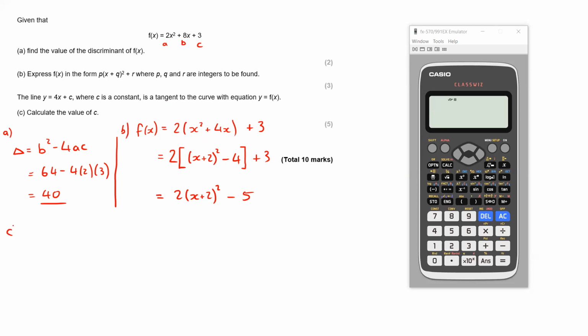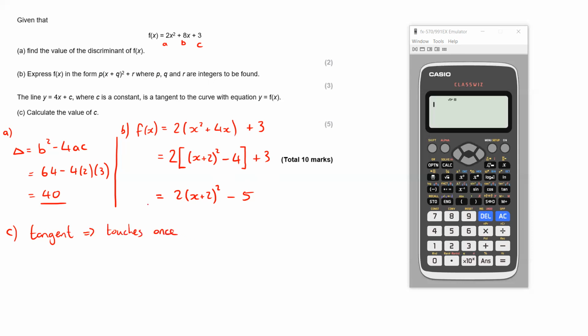Part C. We're told that the line y equals 4x plus c is a tangent to the curve y equals f of x. Calculate the value of c. Now, if you've done calculus, you'll want to do this in a different way. I'm going to show you both ways just for now because either way is viable. Basically, for a tangent, I'm going to use the discriminant first to show you how to use this. For a tangent, it's only going to touch in one place. So tangent implies that it touches once. Now, I'll come back to that in a second.